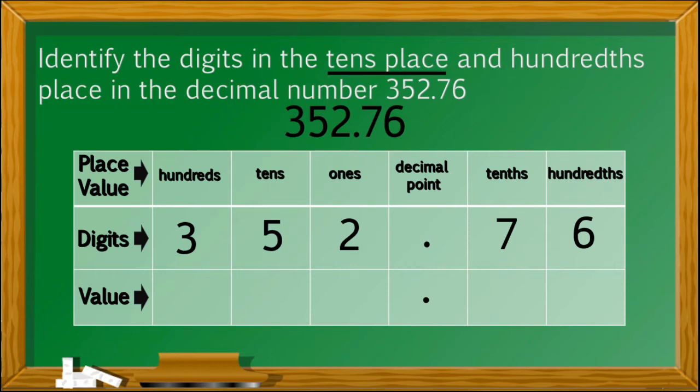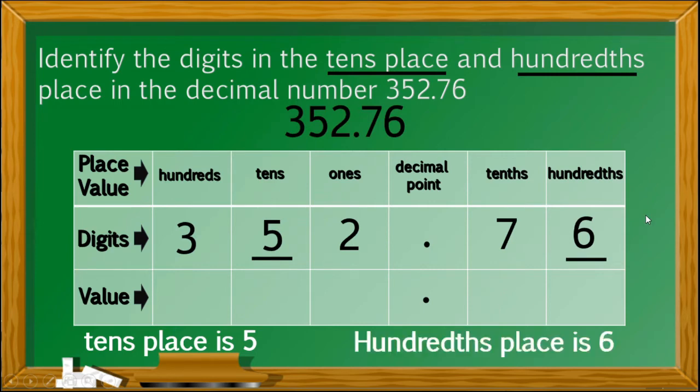So ang hinahanap ay tens place. Anong number yung nasa tens place? Ito yung tens place. So ito yon. So ang sagot sa unang tanong, identify the digits in the tens place. The tens place is 5. Sunod, identify the digits in the hundredths place. Hundredths. Ano yung hundredths? Ito. So yung 6. So hundredths place is 6.